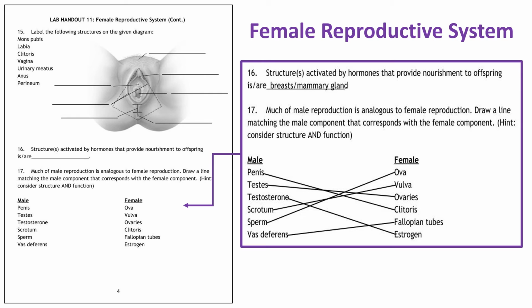Male reproduction corresponds to female reproduction. Male on the left, female on the right. Penis, clitoris, testes, ovaries, testosterone, estrogen, scrotum, vulva, vas deferens, fallopian tubes.